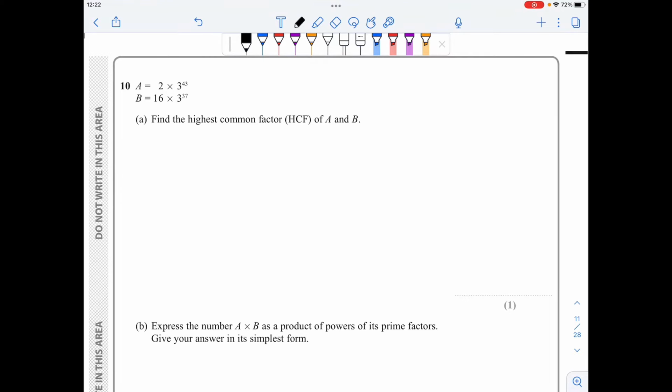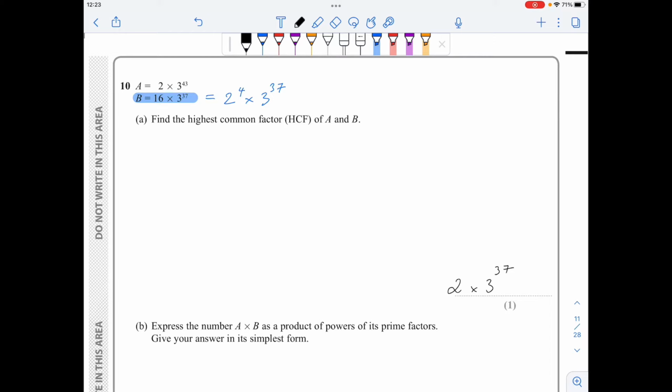For question 10, I'll start by writing number B as the product of prime factors. 16 is not prime. 16 is the same as 2 to the power of 4, and then I've got 3 to the power of 37. Now for part A, to find the highest common factor, I'll need all the common factors to their lowest powers. So 2 is common, lowest power is 1, and then 3 is also common, lowest power is 37, and I'm gonna leave my answer like this.